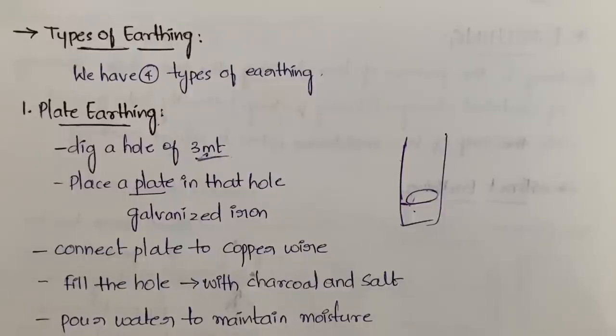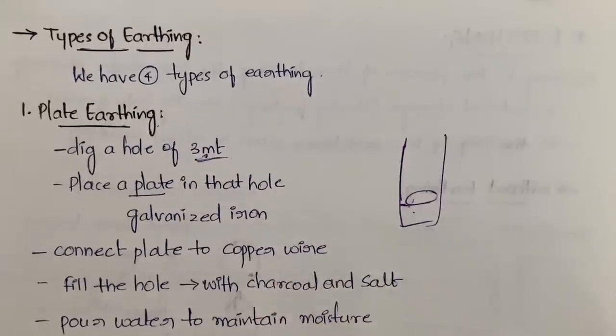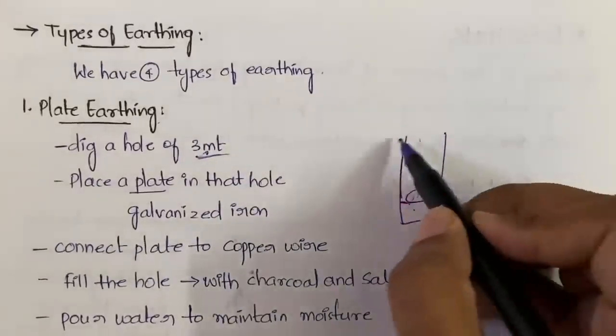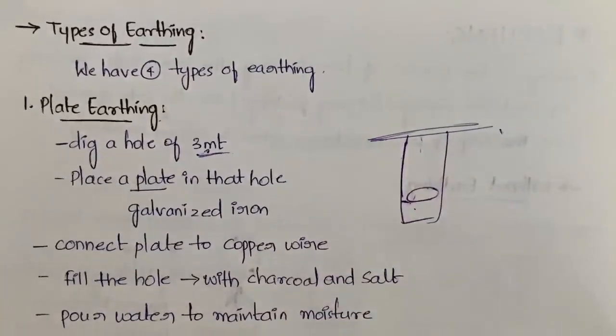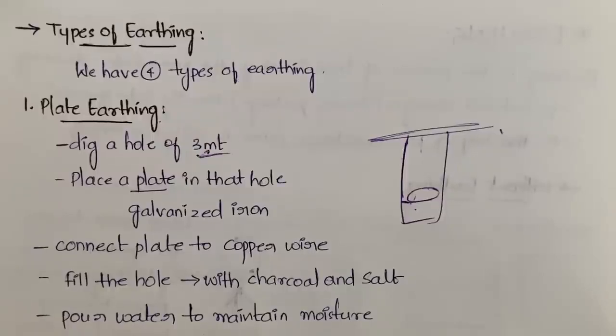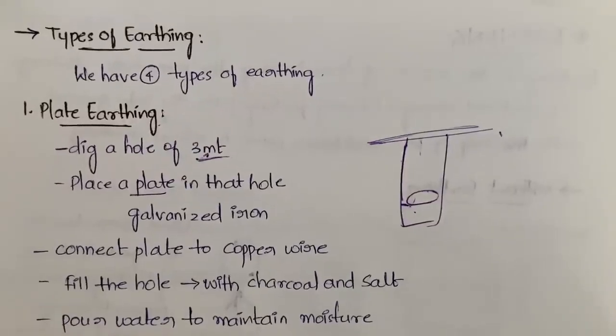After placing the plate and connecting it to the copper wire, you need to fill the hole. How do you fill the hole? With a mixture of charcoal and salt. Using the mixture of charcoal and salt, you fill the hole up to ground level. Got it? Next, after you fill it up to ground level, you need to pour water in order to maintain the moisture inside the earth.